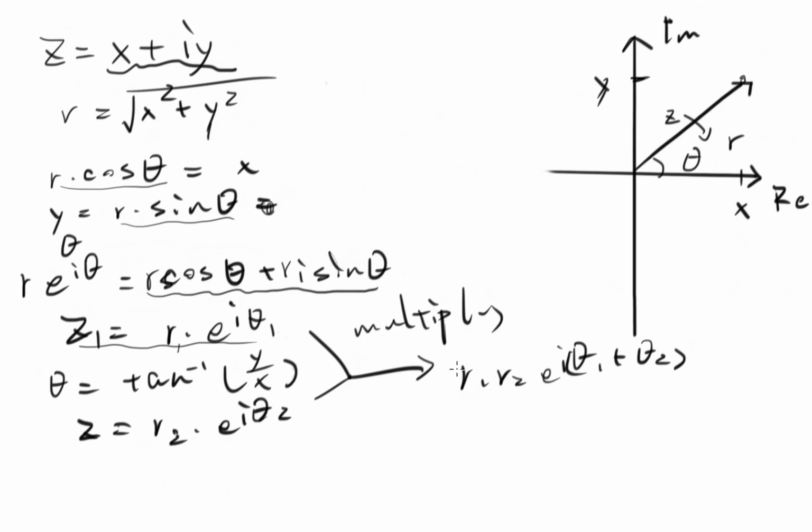You can see that it also has some geometric meaning. When the first complex number is multiplied with the second one, its length is increased by a factor of r2, and it also rotates around the origin. Its original angle between itself and the real axis is theta 1, and after the multiplication, it rotates. It's theta 1 plus theta 2 now.